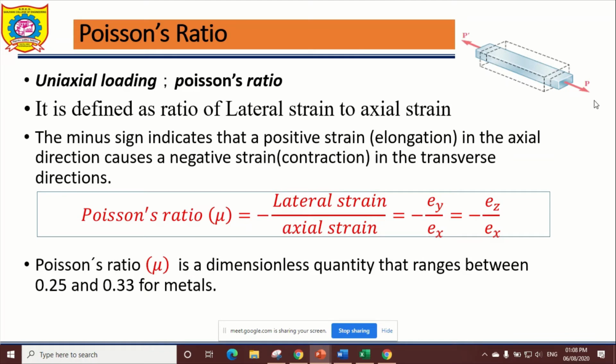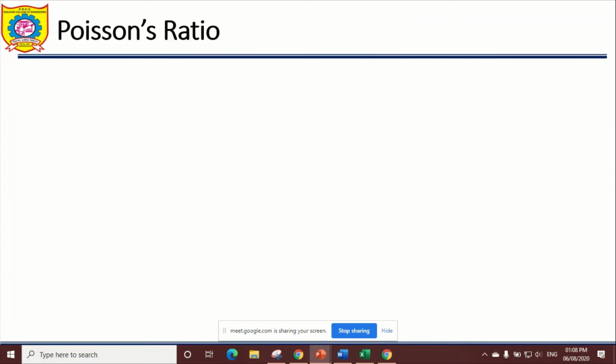So one dimension will be positive, and the other two dimensions will be contraction. So the formula will have the minus sign, but in actual practice we are not using the minus sign. We are using only the value of that material. So this is the formula we have seen today.